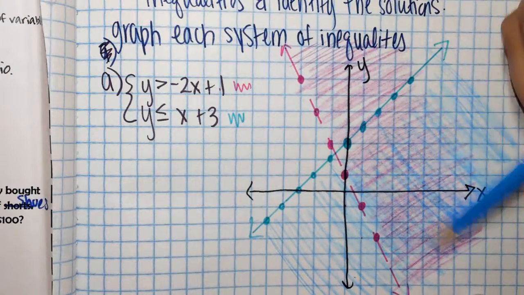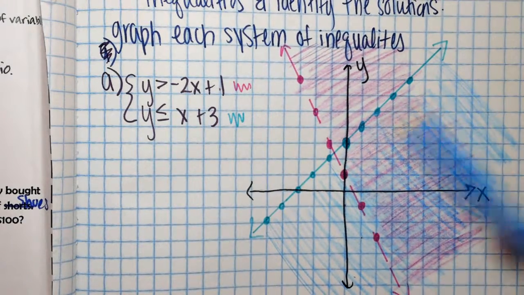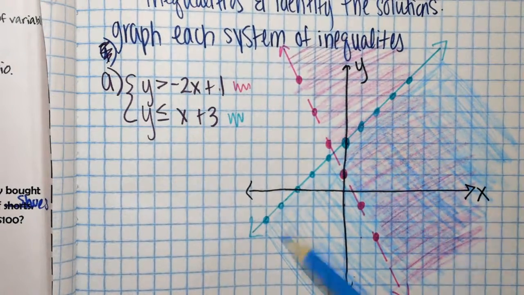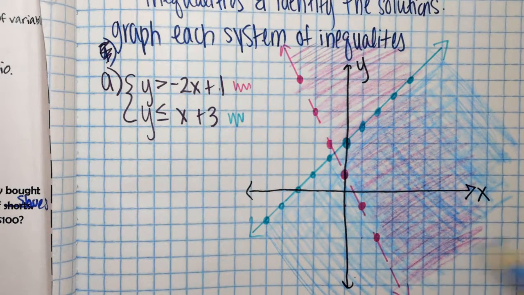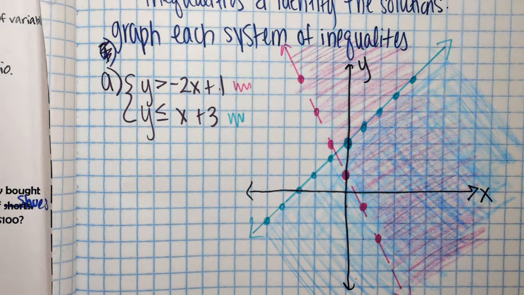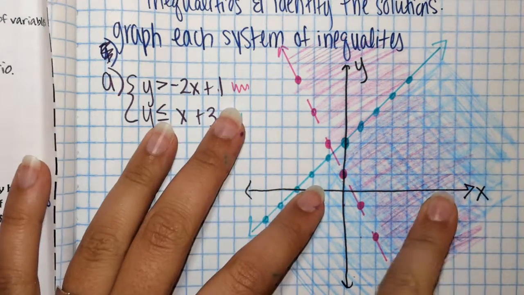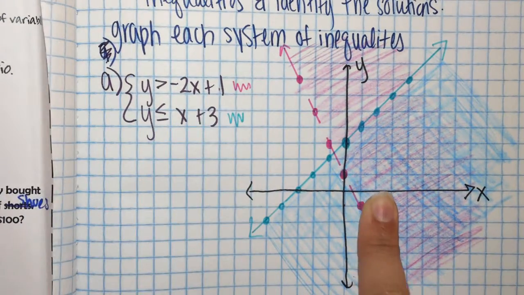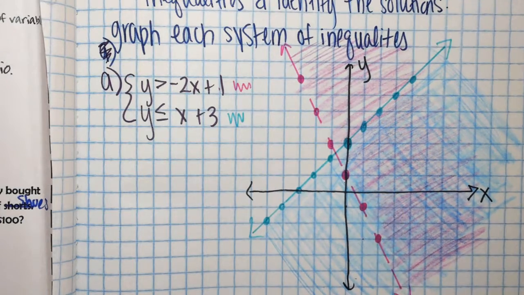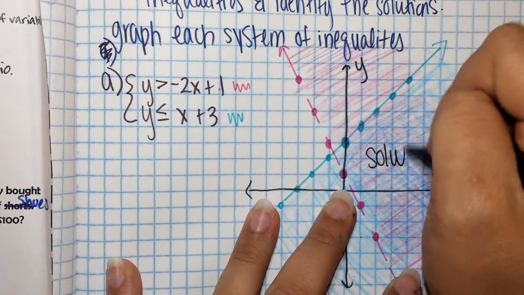What did our learning target say? It says, I can graph a system of linear inequalities and identify the solutions. So what do you think it is where the two colors overlap? It has no solution. No. Those are the solutions. Where the two colors are, these are the solutions. So, where your two colors overlap, solutions.